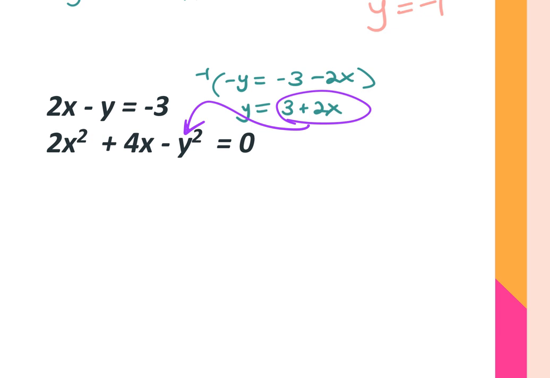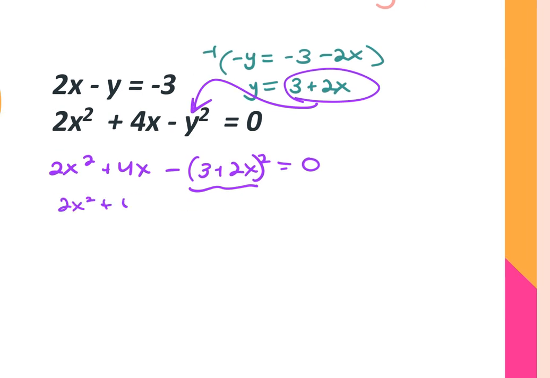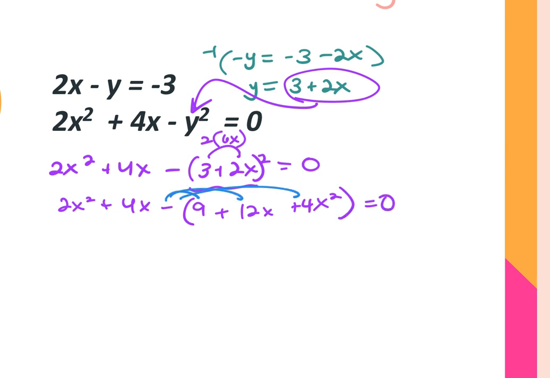Now this time we can't avoid the expanding and foiling, so it's going to get plugged in. I have to expand this before I can distribute that negative. So I'm going to get 2x squared plus 4x minus, the shortcut is square the first, square the last, and then double the product. So that would be 6x times 2, positive 12x. Oh, this should be x squared, sorry. Then I would distribute the negative: 2x squared plus 4x minus 9 minus 12x minus 4x squared equals 0.